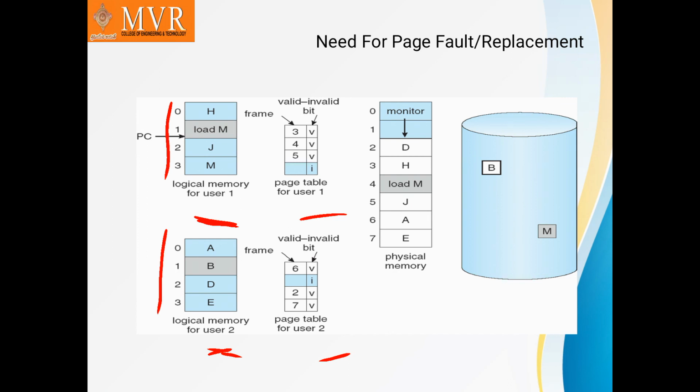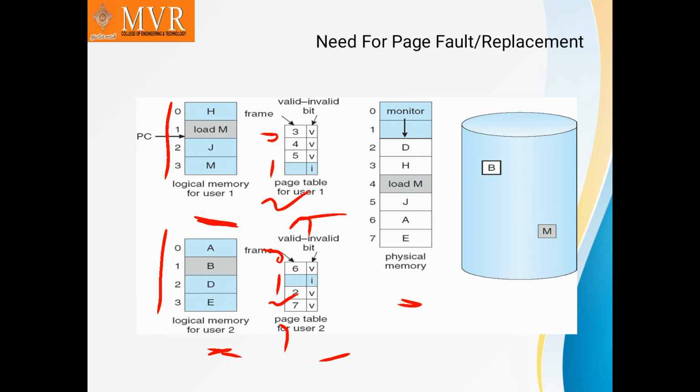Okay, and the page table has the frames 3 4 5, so the valid invalid bits are V V I, and the frames 6 to 7. If the data is valid, it is valid; if there is no data, it is invalid. See here how it will be mapped to physical memory. The physical memory will take 0 to 7, with frames 0 1 2 3.